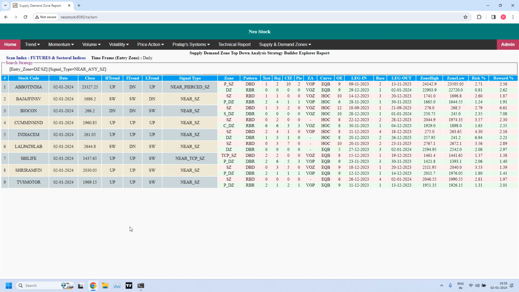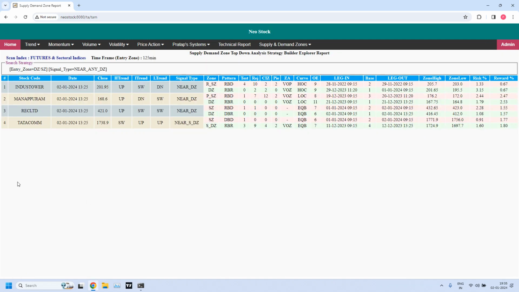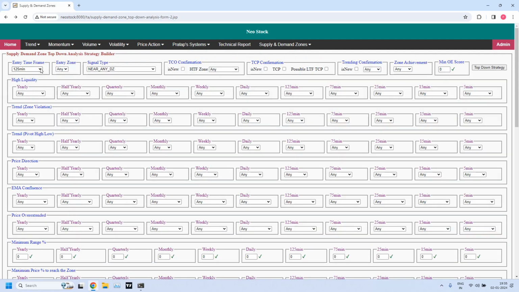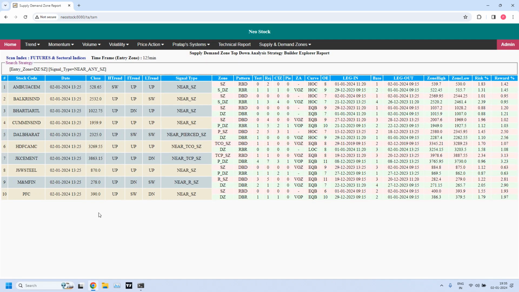Now let us go back to the next time frame, 125 minutes. Let us find the stocks near 125 minutes demand zone. 4 stocks are identified. So let's go back. 125 minutes time frame. Let us find the stocks near 125 minutes supply zone. 10 stocks are identified.